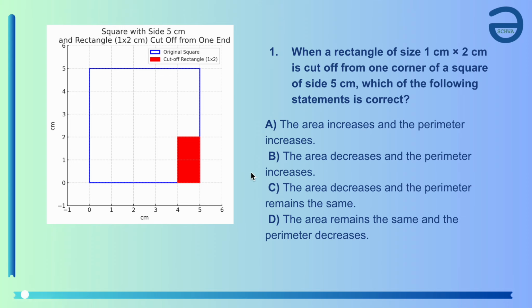So the area actually decreases. You don't even need to count it. You can just see it and you can tell that it decreases. You can see that in options B and C. So A and D are obviously not the right choices. Now we need to think about the perimeter to find the right answer.